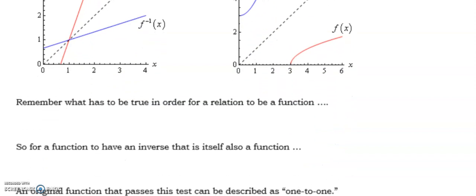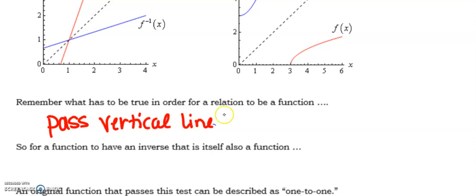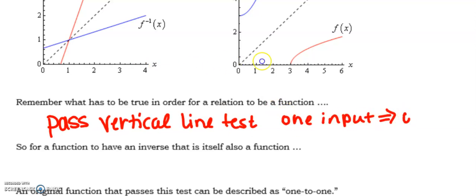So in order for a relation originally to be a function, we have to pass the horizontal, or sorry, oh no, I'm jumping ahead. We have to pass the vertical line test, which means that one input maps to one unique output. Okay, one in, one out. That's our function definition for mathematics.